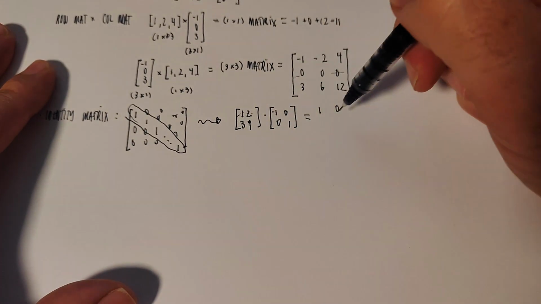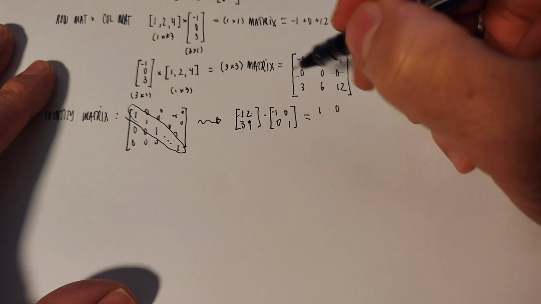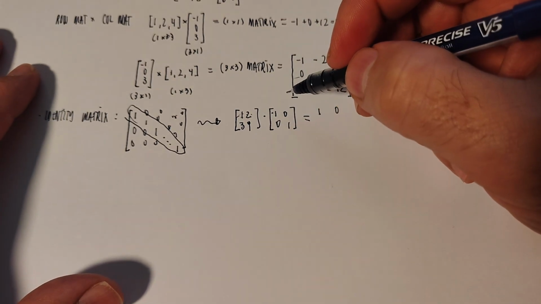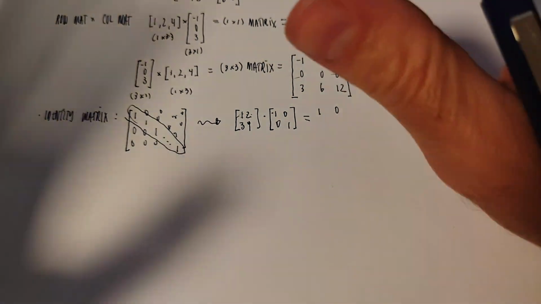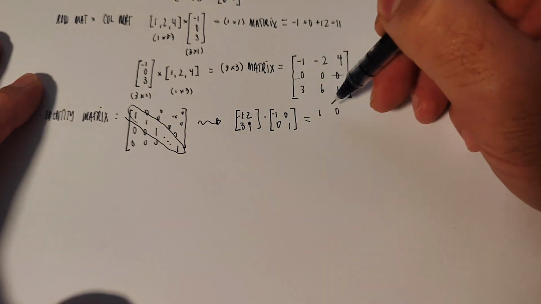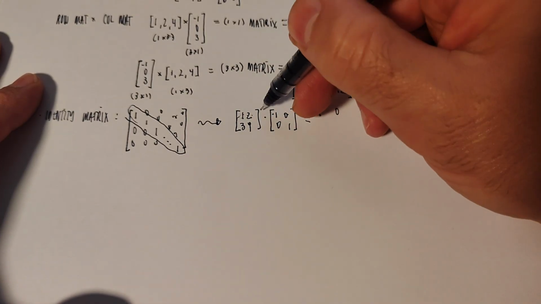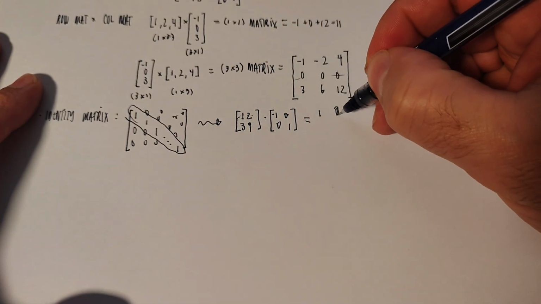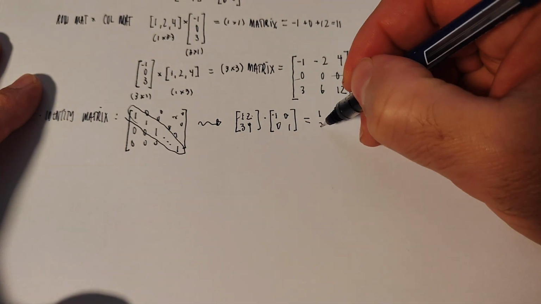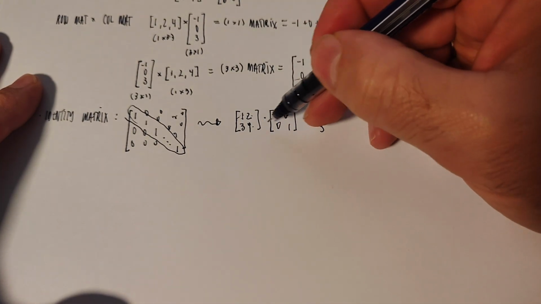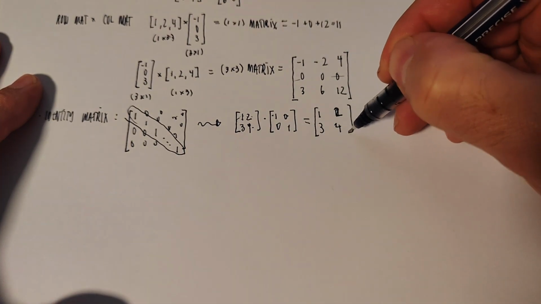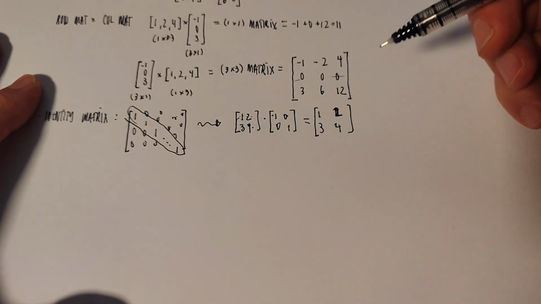Let me see here. Now this is right. I'm second guessing myself here. All right, 1 times 1 plus 2 times 0 is 1. 1 times 0 plus 2 times 1 is 2, not 0. And 3 times 1 plus 4 times 0 is 3. And then 3 times 0 plus 4 times 1 is 4. My apologies. And you can see that we get the same matrix back.